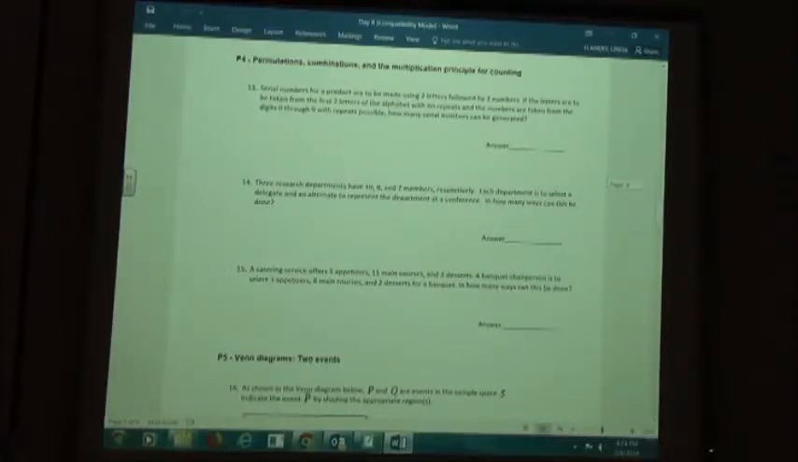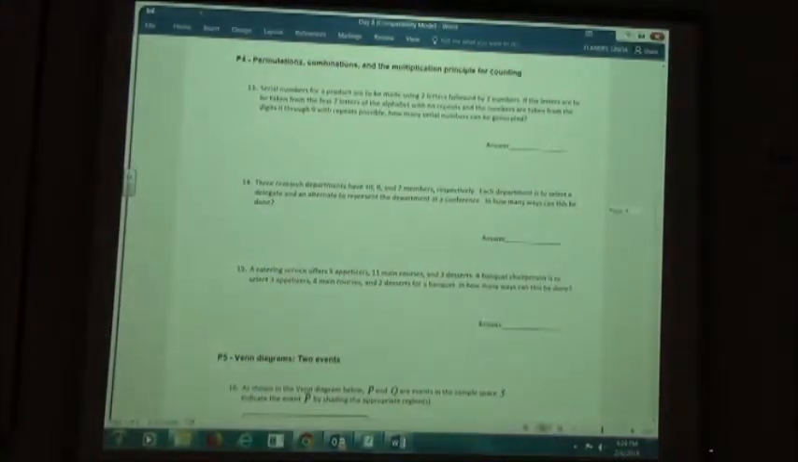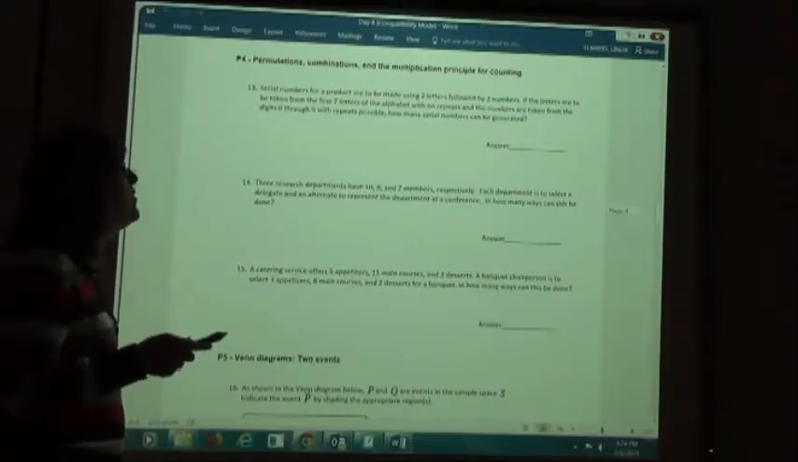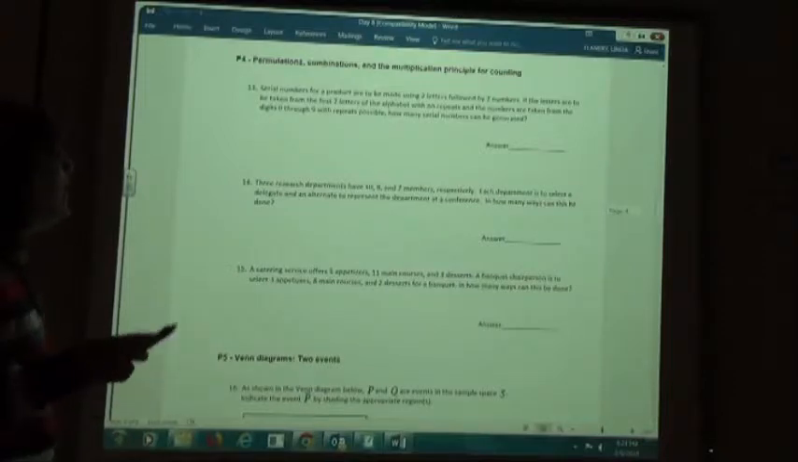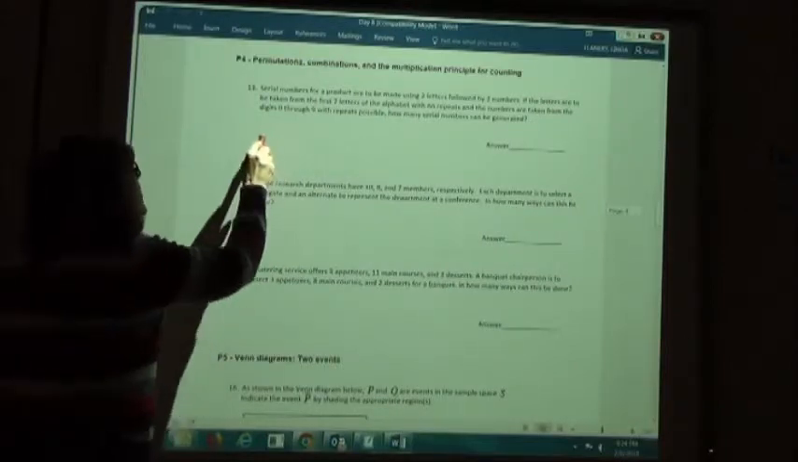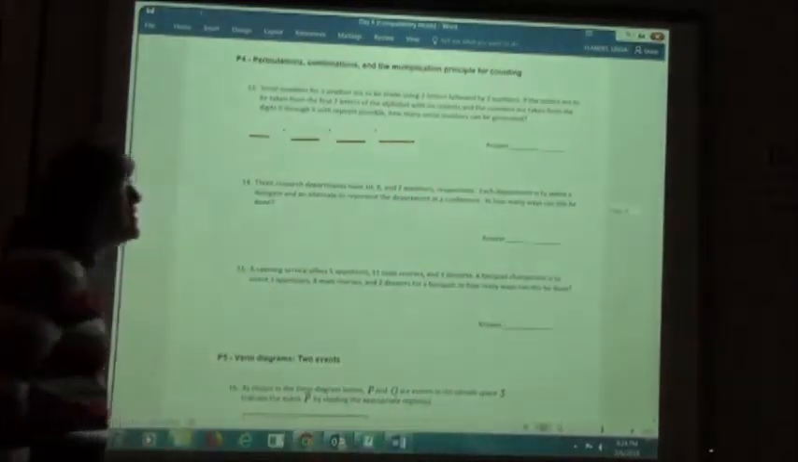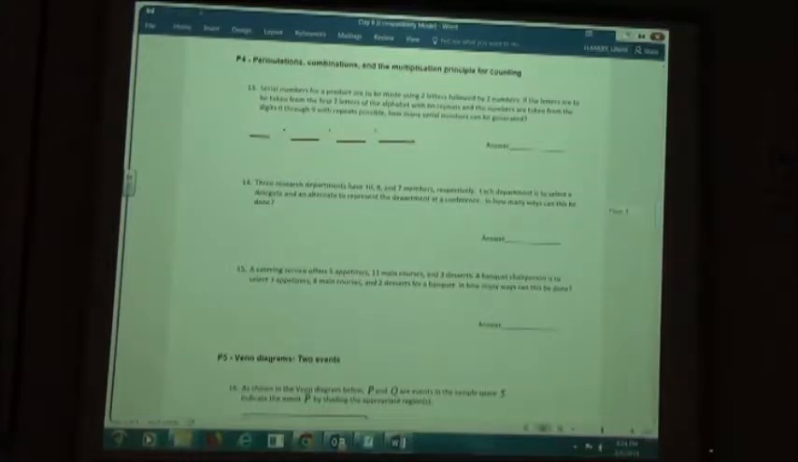They're going to mix these all together. First one is actually going to be our multiplication principle for counting. Serial numbers for a product are to be made up of 2 letters followed by 2 numbers. If the letters are to be taken from the first 7 letters of the alphabet with no repeats, and the numbers are taken from the digits 0 through 9 with repeats, how many serial numbers can be generated? The fundamental counting principle just says if I take the number of ways of each of those possibilities times each other, I'm going to get the total number of ways I can get my combination.